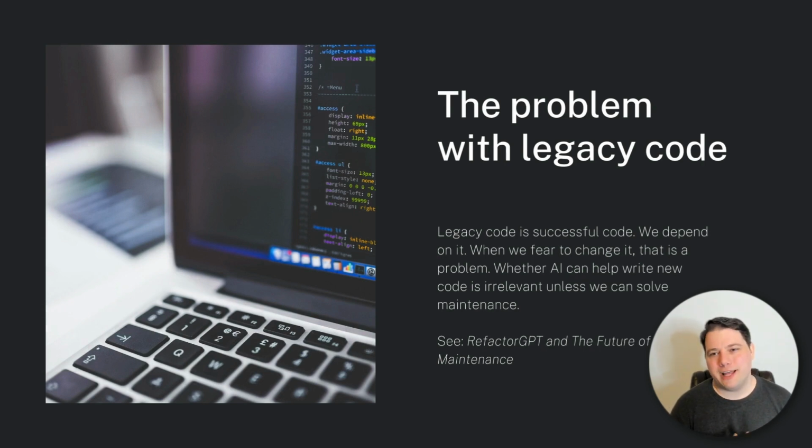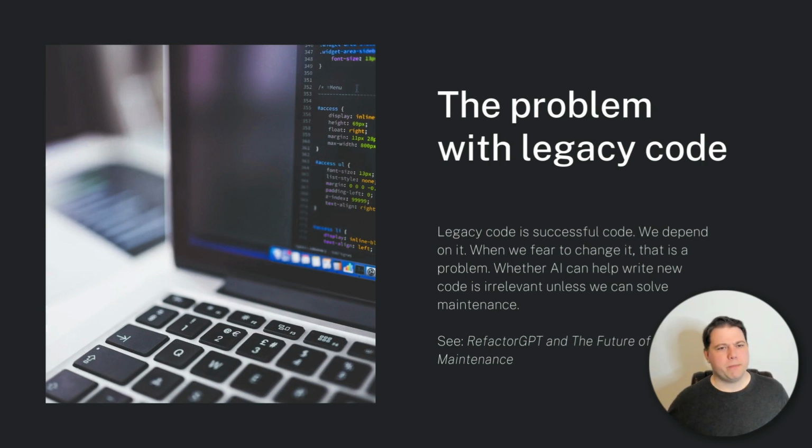The problem with legacy code is really just that it's successful. The problem is that we're stuck with it. We depend on it. Oftentimes we fear to change it, and that's trouble. So whether or not AI can help us write new code is going to be irrelevant if our ability to maintain current systems, which is fairly inconsistent in the industry, doesn't improve. So what I'm very interested in right now is, can we use LLMs to help us get better at this?